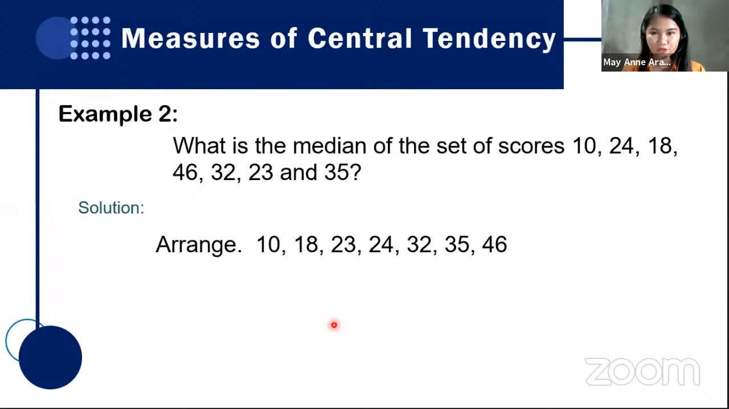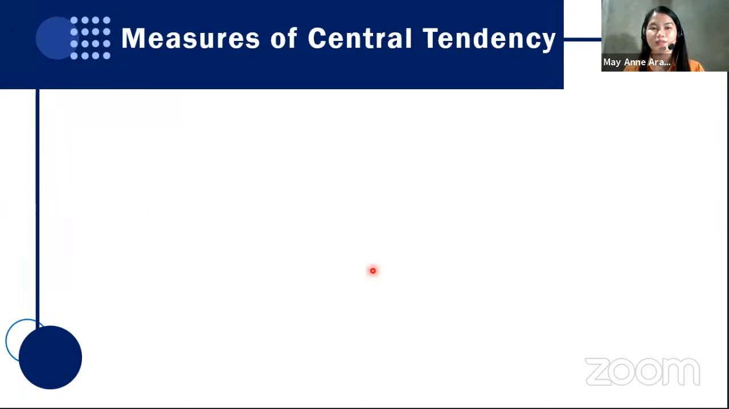So for the solution, first thing we need to do is to arrange the given scores. So 10, we have 18, followed by 23, 24, then 32, 35, and 36. So we have how many? We have 7. So the fourth score is our median since it is at the center, no, or the middle. So that is the median.